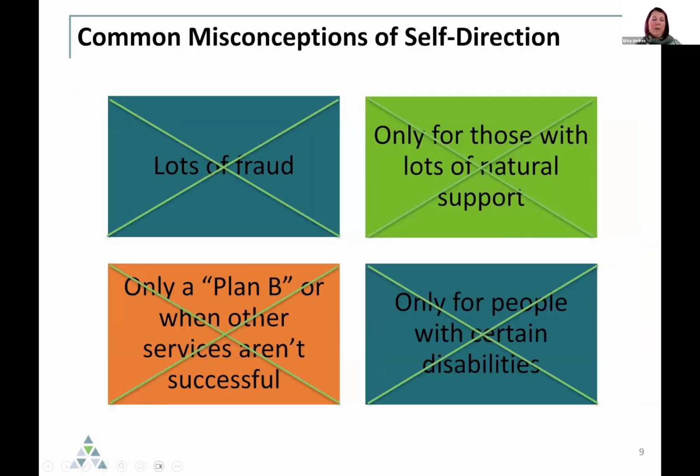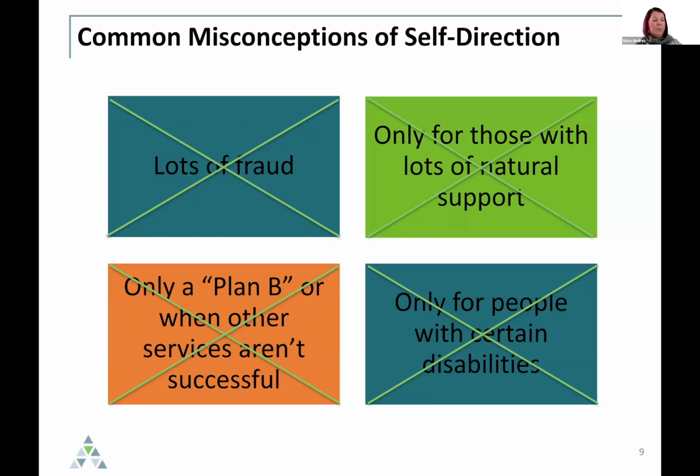There are some common misconceptions of self-direction. One of the misconceptions is that there's a lot of fraud. Honestly, when you put the money in the hands of the people, there is not much fraud because they don't want to do anything to risk their place in the program. Also, there's a misconception that it's only for people with lots of natural supports. There are many supports built into self-direction, so it doesn't have to be only for people with natural supports.